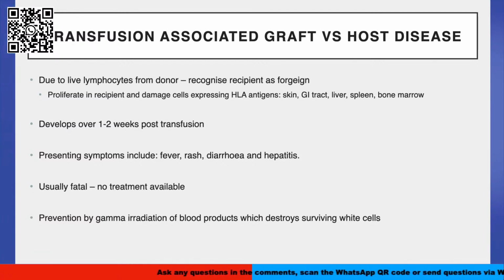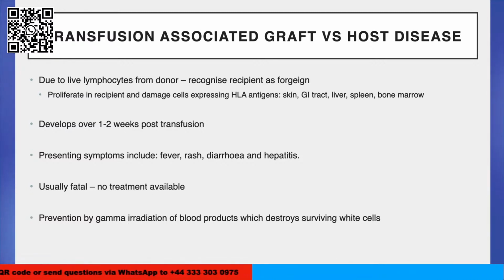These can develop up to 2 weeks after transfusion, and the patient might present with fairly non-specific symptoms, but things like fever, rash, diarrhea, and hepatitis. And unfortunately, this is usually fatal, and there is no treatment specifically available. It can be prevented by gamma irradiation of blood products, which will destroy surviving white cells.